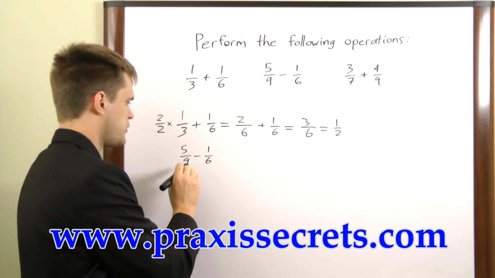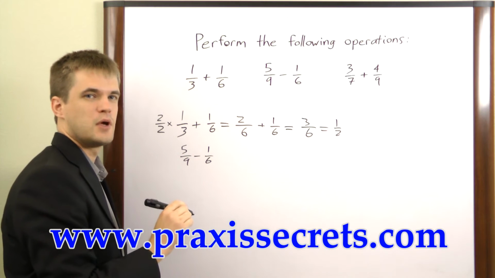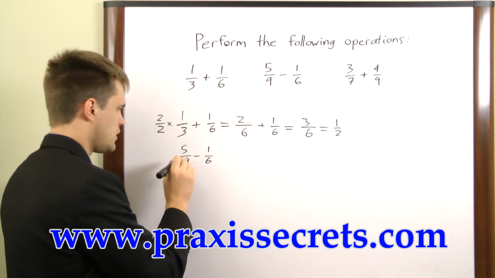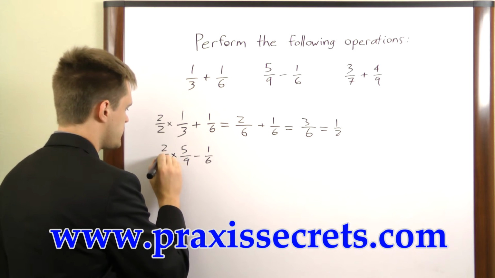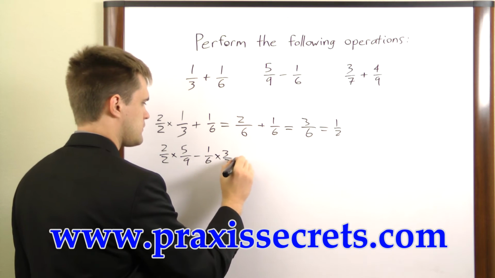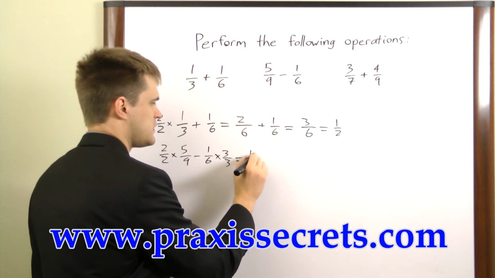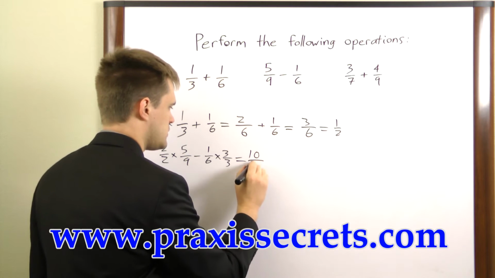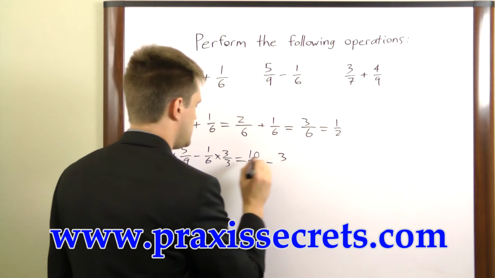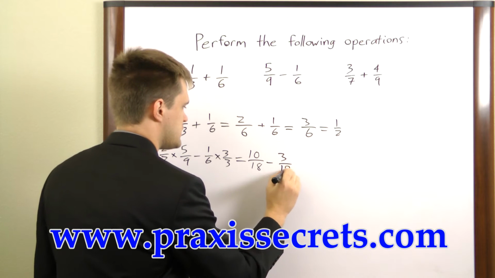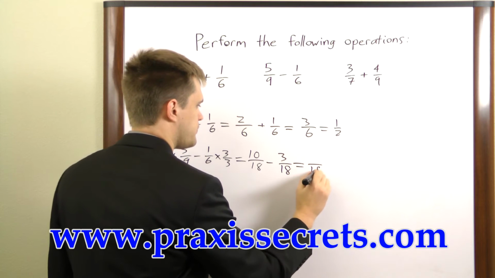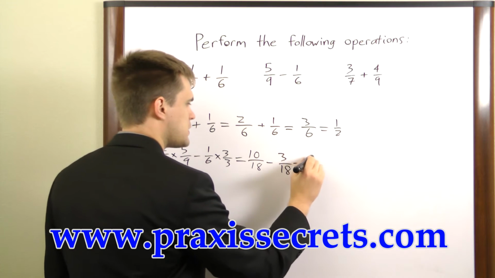In this example, we have 5 over 9 minus 1 over 6. Now, the least common multiple between 9 and 6 is 18, so we have to multiply both of these fractions by something to get that common denominator. The first fraction will multiply by 2 over 2. The second fraction will multiply by 3 over 3. So now what we have is 2 times 5 is 10, over 2 times 9 is 18, minus 1 times 3 is 3, 6 times 3 is 18. So our solution here, we're going to retain the 18 on the bottom, and on the top we'll have 10 minus 3, which is 7.